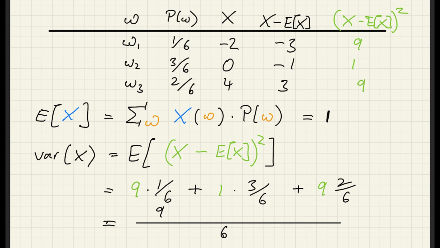And in the numerator, we're adding 9 plus 3 plus 18. So this will be 12 plus 18, 30 over 6, which is 5. So now we found the value 5 for the variance.